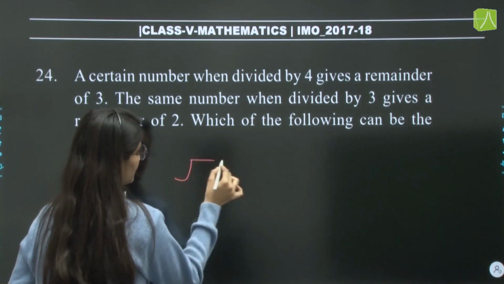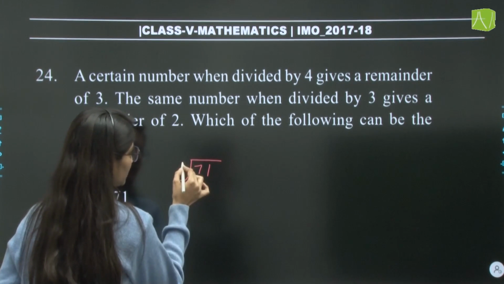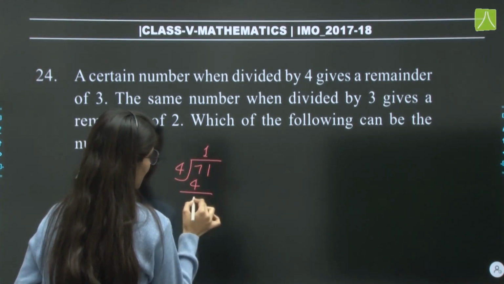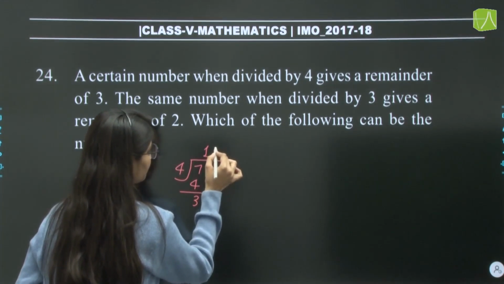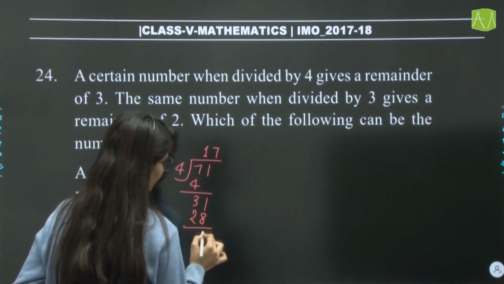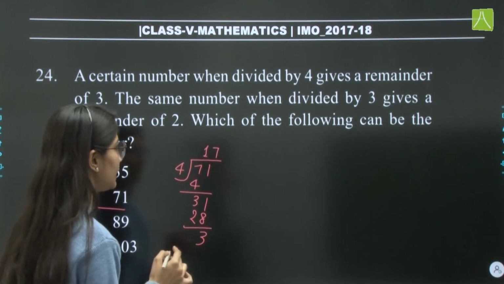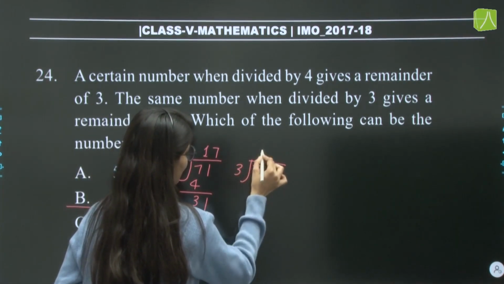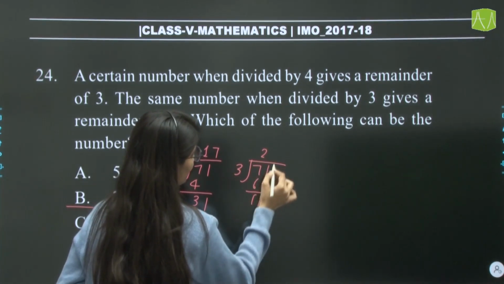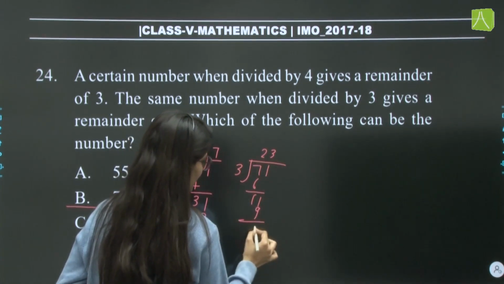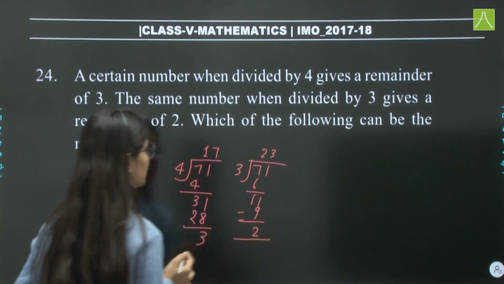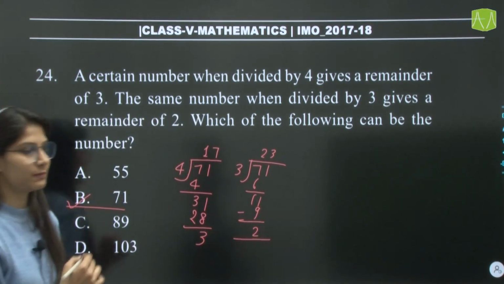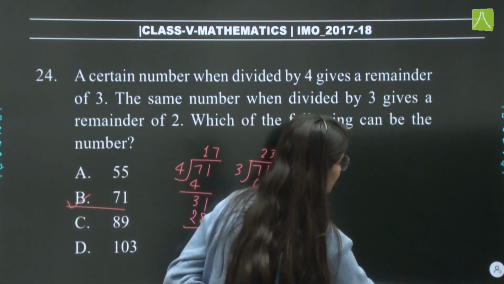If you divide 71 by 4, you get the remainder 3. And when you divide the same number by 3, you will get the remainder as 2. So here you can see that only this number will satisfy the situation. So the correct answer is option B, 71. Now let's take the next question.